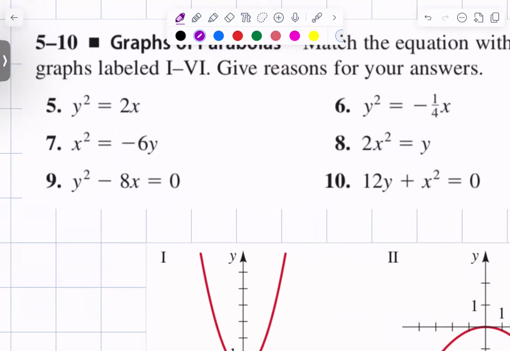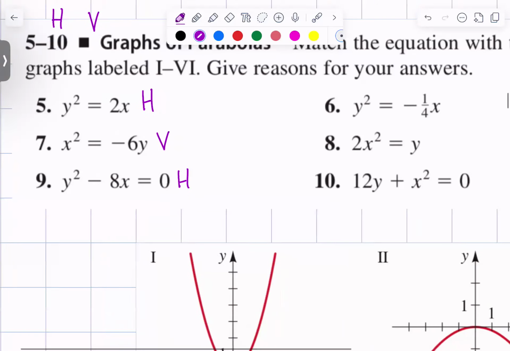Horizontal H, vertical V. Number 5, is that a horizontal or a vertical? Horizontal one. Number 7, vertical. Number 9, horizontal. Number 6, horizontal. Number 8, vertical. Number 10, horizontal. No, vertical, right? Just looking at what's squared.